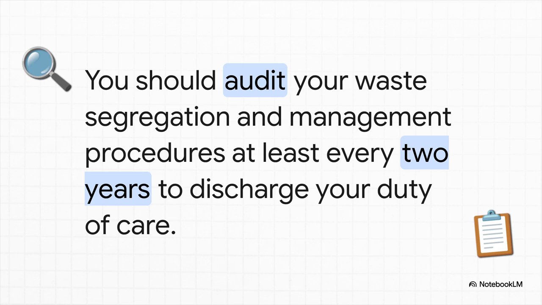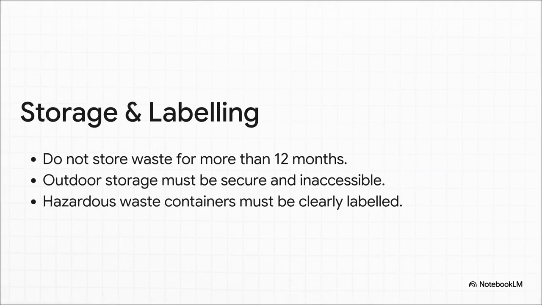So, how do you know if your systems are actually working? You audit them. The guidance says you should do a waste audit at least every 2 years. Think of it as a friendly internal inspection. It's your chance to spot any problems before a real inspector does, and it's fantastic evidence that you're actively managing your duty of care.